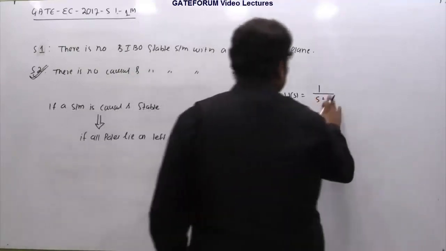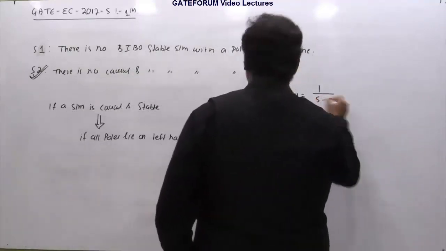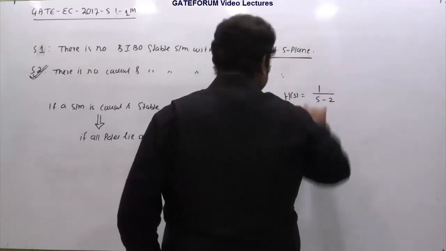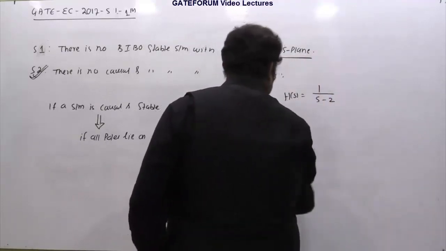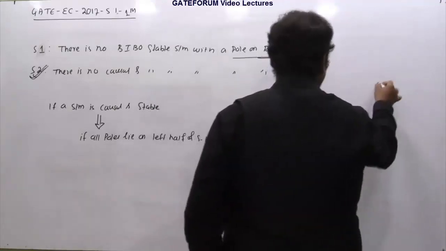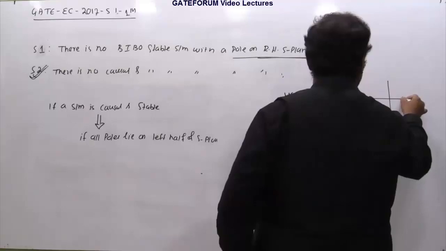So let us take the pole lying on 2, s minus 2, because here the question is with respect to a pole on the right half s plane. So let us take a pole on the right half s plane. If I take the transfer function 1 by s minus 2, where will the pole lie? The pole will lie on 2.